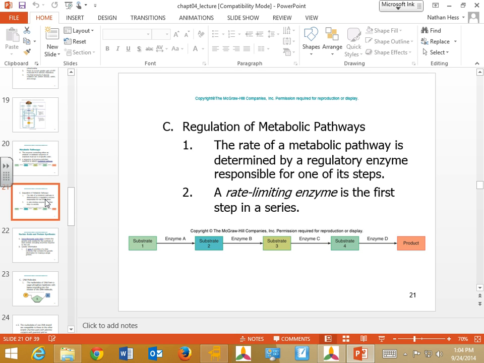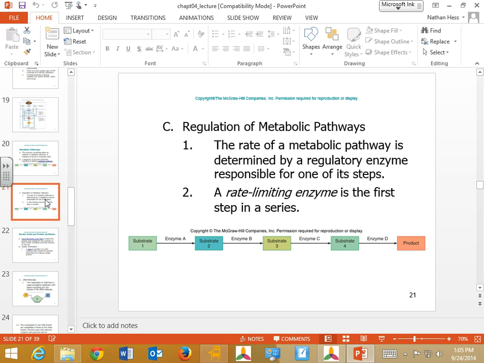That's really the basic thing I wanted to see. You can get that these enzymes can stack up in this metabolic pathway, and the first one is the rate-limiting enzyme. Cool?